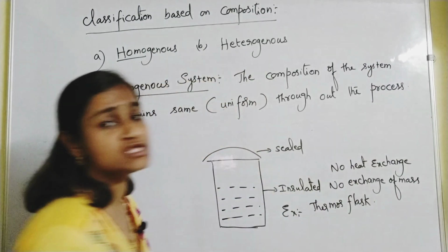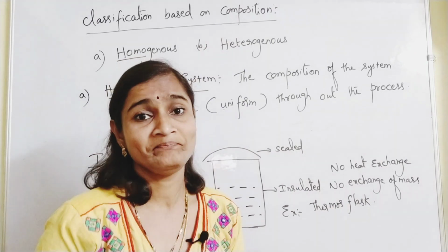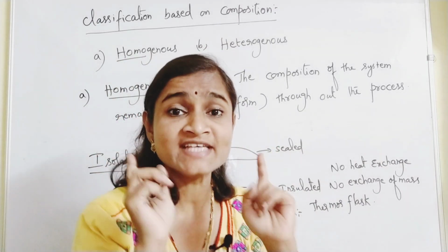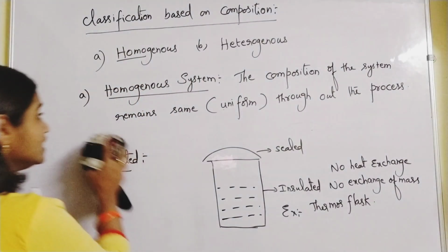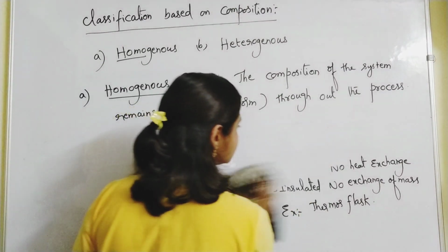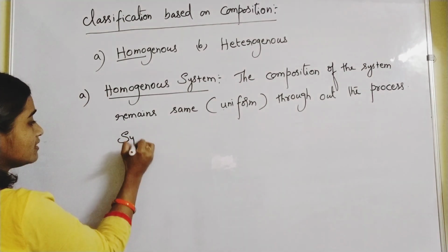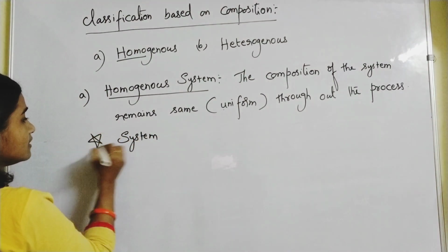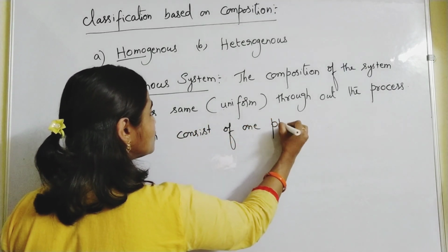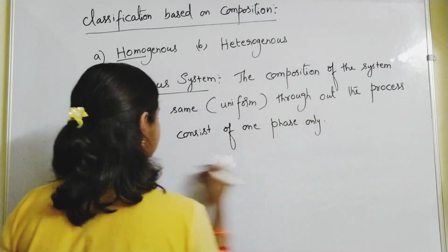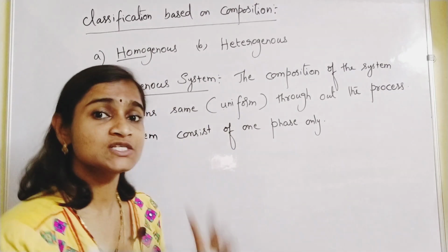You call it a homogeneous system. It means the system is made up of one type of component only. The system consists of one phase only. Please remember that point. It may be totally a solid substance, or totally a liquid substance of one type only, or a gaseous substance of one type only.